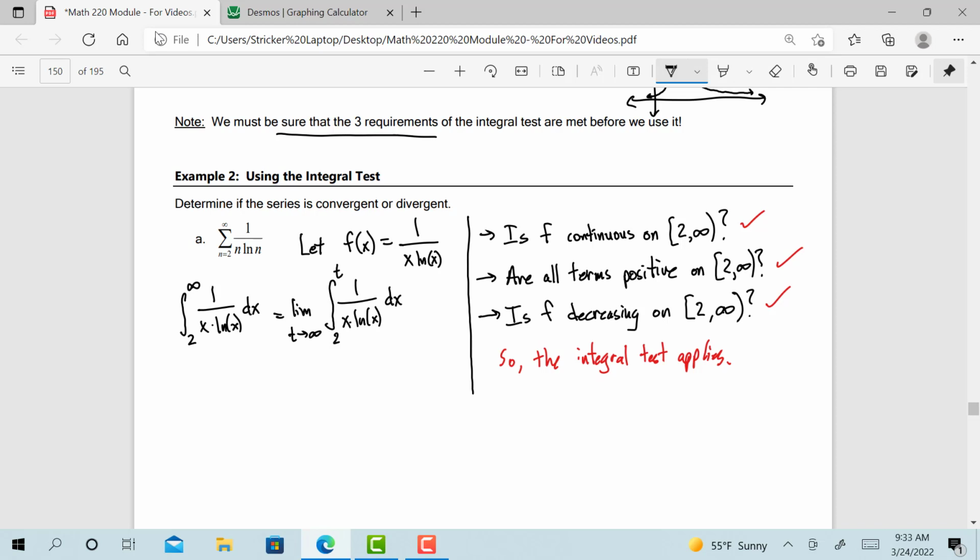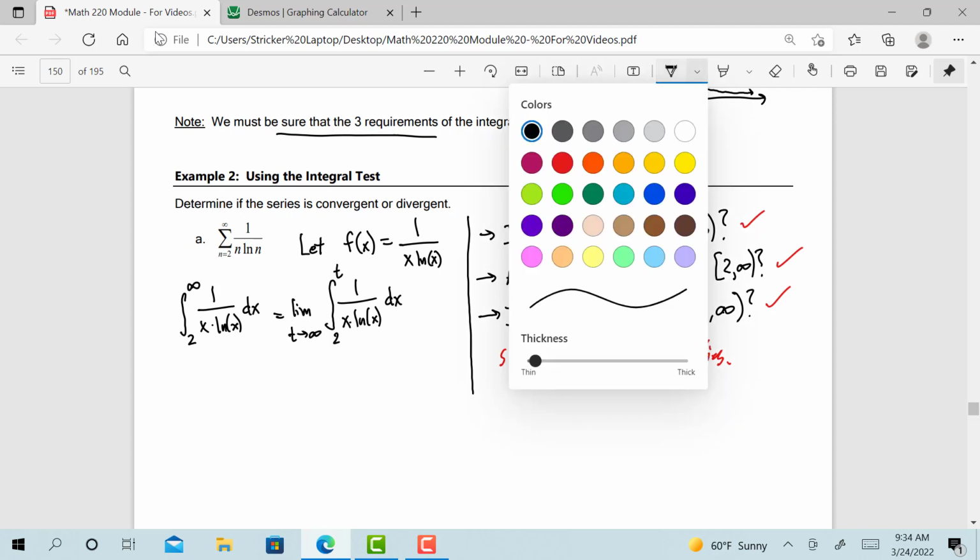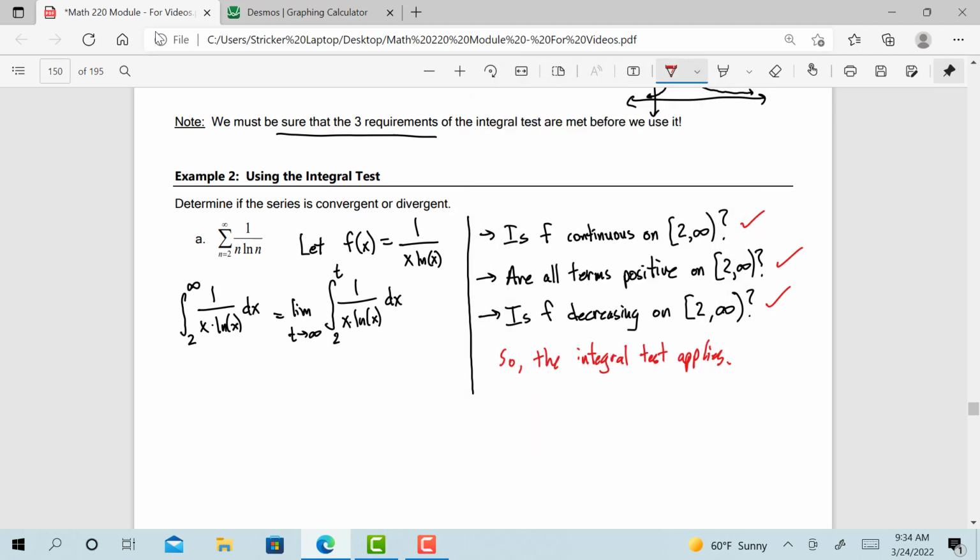How do we evaluate this integral? What integral method are we going to use? Are we going to use U-sub, integration by parts, trig substitution, partial fractions? What do you think? And hopefully what you're thinking is U substitution. And if you thought that, you're exactly right. We're going to let u be the natural log of x, because we recognize that the derivative of that is 1 over x. And we have the 1 over x right here, so that makes things perfect.